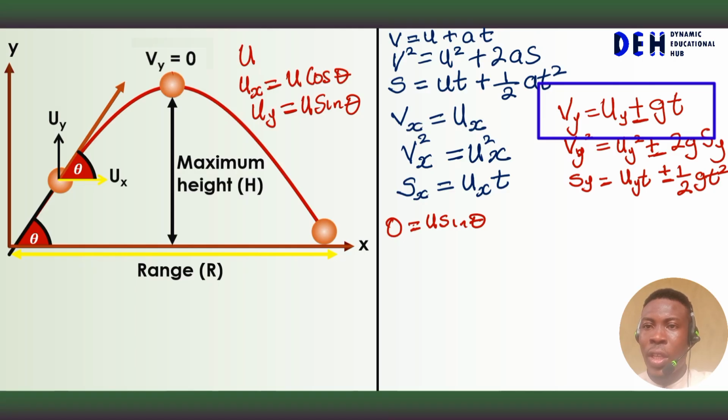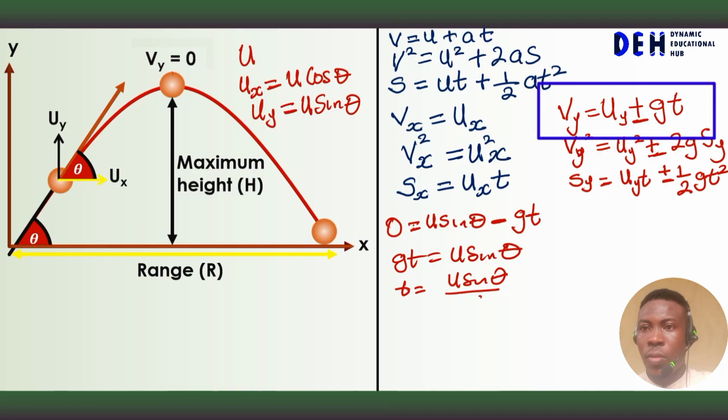I'm picking this first one. Since we are considering the first part, we can have minus, it's going upward, minus gt here. The time taken to reach that height. Okay, so which means that gt is equals to U sine theta, isn't it? T here will be U sine theta over g. So this is time taken to reach the maximum height.